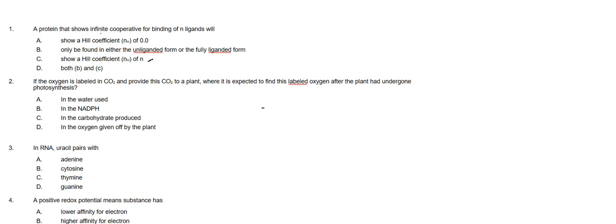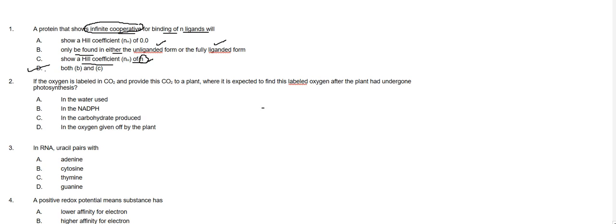A protein that shows infinite cooperativity for binding of n ligands will be. So for infinite cooperativity, guys, what we have to remember is that the protein will only be found in either the unliganded form or the fully liganded form, not in an intermediate form, or it will show a Hill coefficient of n. Then it will show infinite cooperativity. So both B and C points are correct. So D will be the correct option.